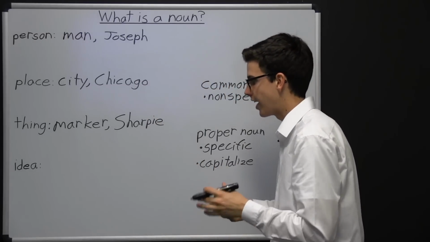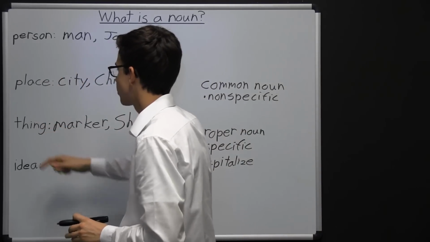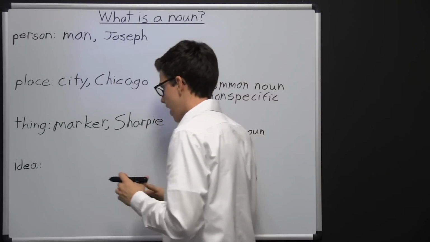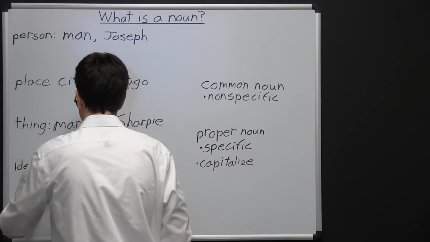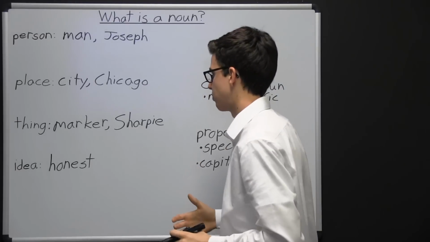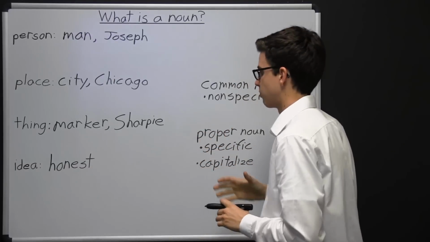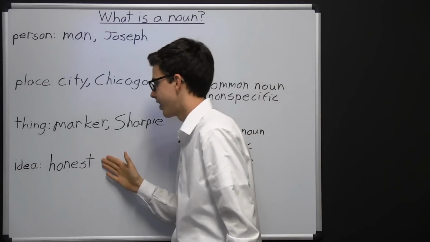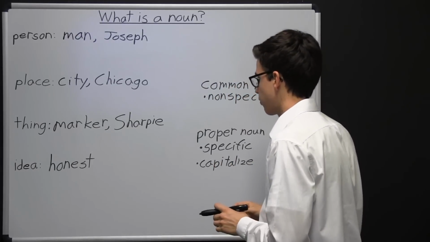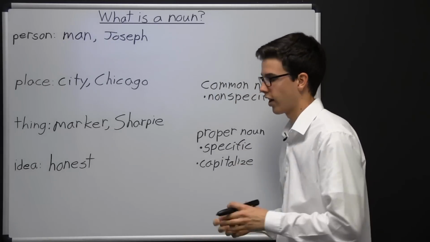And then finally, we come to idea. So far, we've been talking about people, places, and things. Those are all concrete. Ideas are more abstract. So an example of a noun that is an idea would be the word honest. Ideas are intangible, whereas people, places, and things are tangible. And so when we talk about the word honest, it's an idea, it's abstract. And we don't really deal with proper nouns when it comes to ideas. So that's a look at what a noun is.